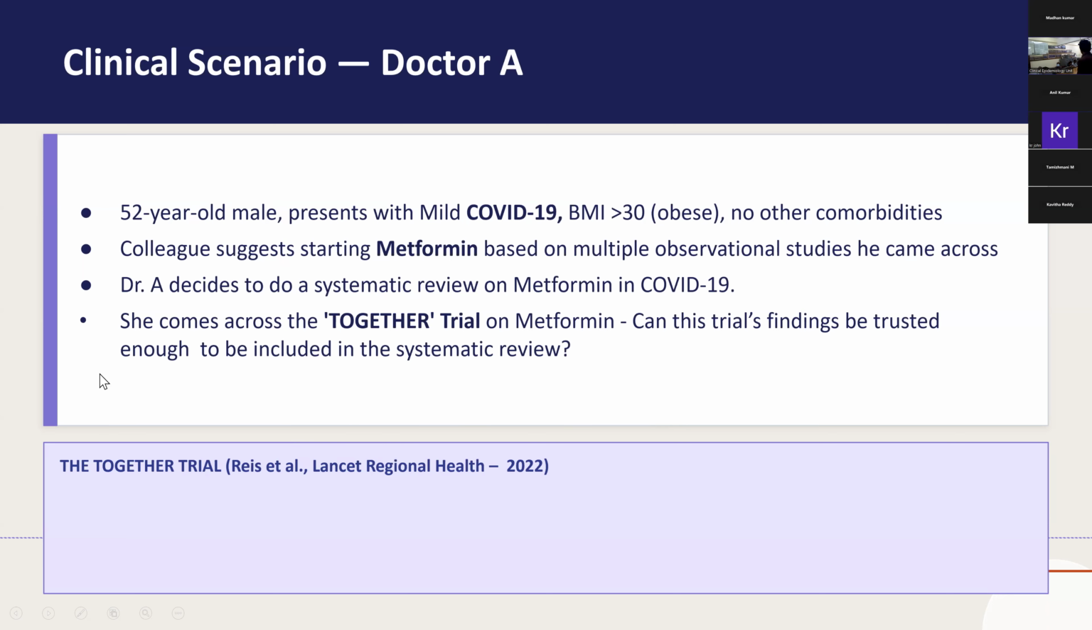During COVID, we had multiple studies coming up at that point of time saying like hydroxychloroquine is beneficial, azithromycin is beneficial. But subsequently, we came to know that many of these results were inconclusive and there was no effect on COVID-19.